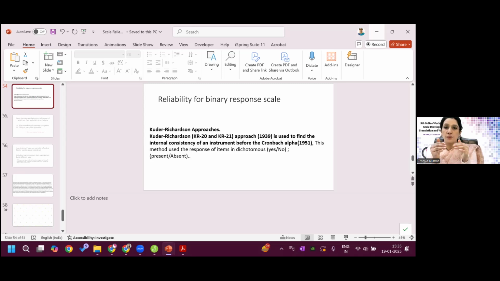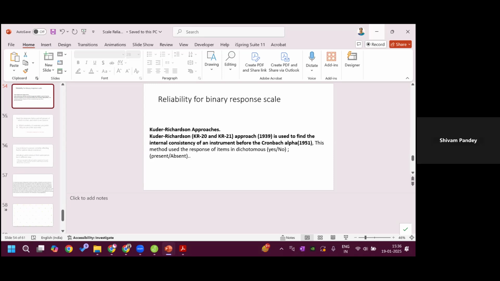So I may show the internal consistency on that data set, or do you want me to demonstrate it on an already existing data set? What do you say? We can go either way. I think the already existing data set will be fine. Ma'am, you should demonstrate on the existing one, then we can take on our own.